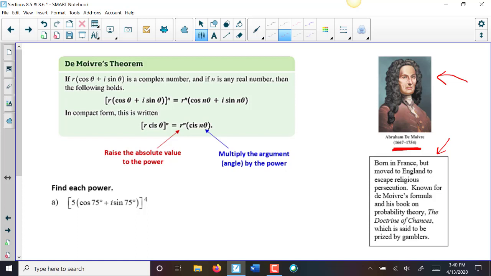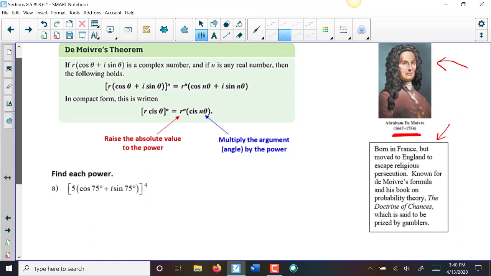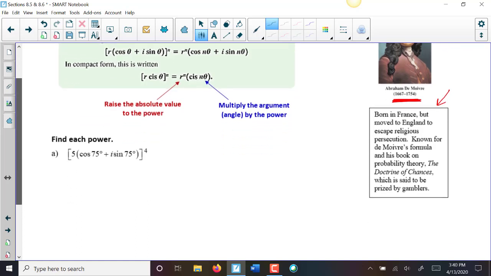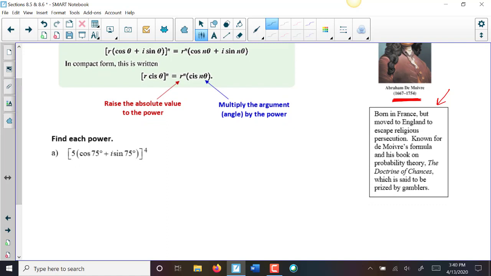Okay, so here's our rule as we thought. What are we going to do? We take our absolute value r and we raise it to whatever our power n is. And then we take our angle and we multiply it by n. Okay, de Moivre's theorem only works on complex numbers in trig form. All right, so here's my complex number in trig form, 5 CIS 75 degrees.